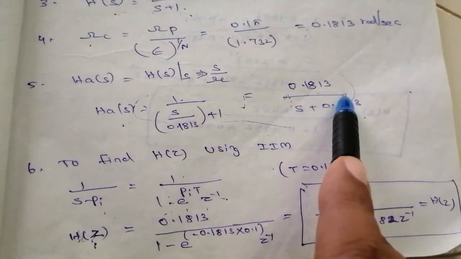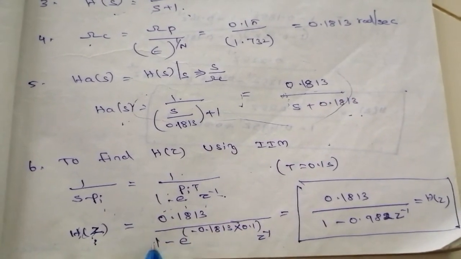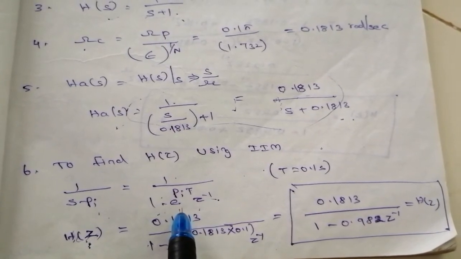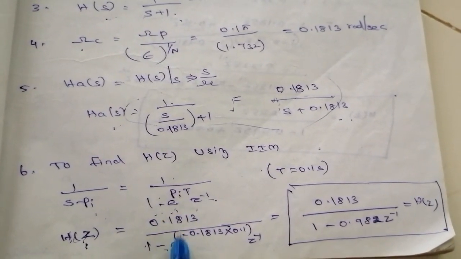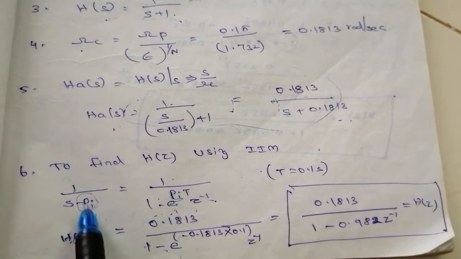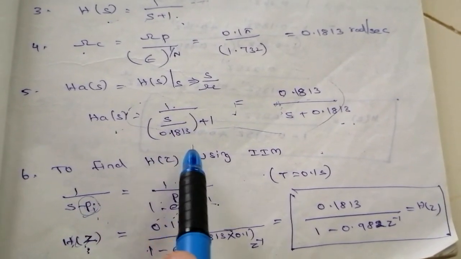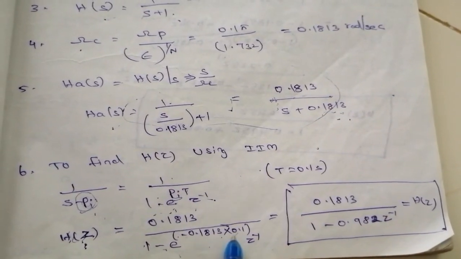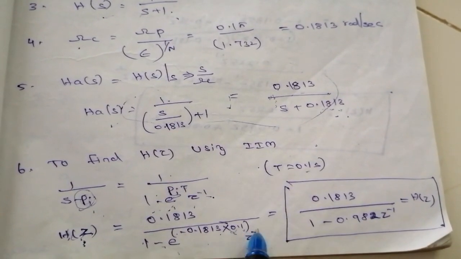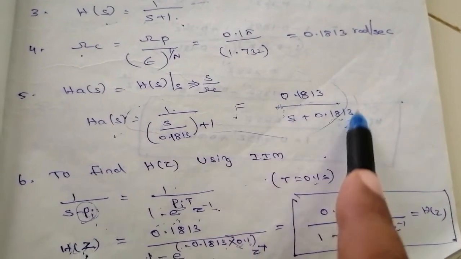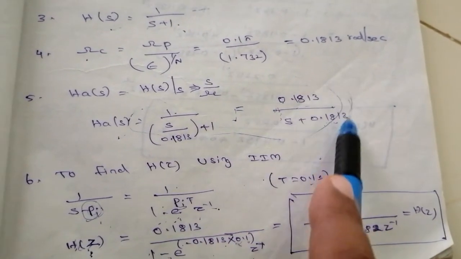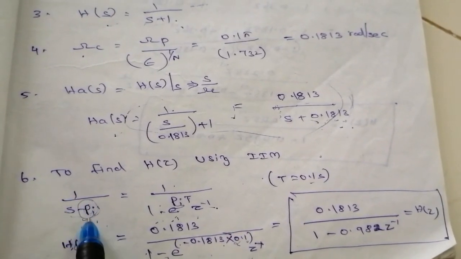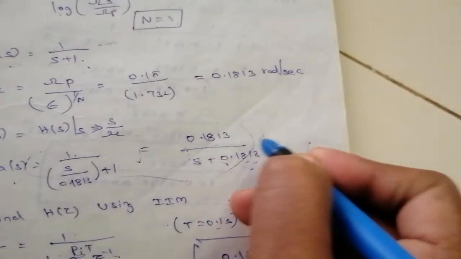So 0.1813 divided by 1 minus e power pi. Pi means this pole. So this pole is what? 0.1813 into T. T is 0.1 into z power minus 1. So this is HA of s. So in that equation we have to change this format. So 1 divided by s minus pi. So we have to change this.